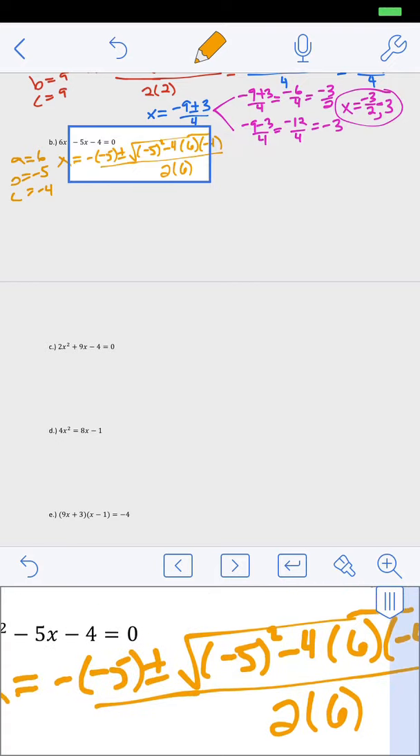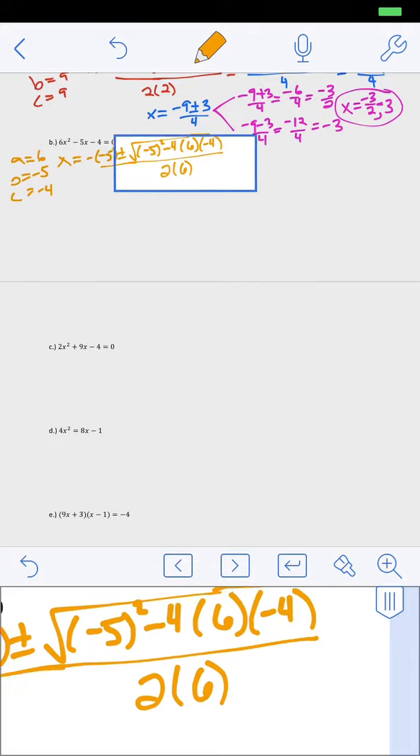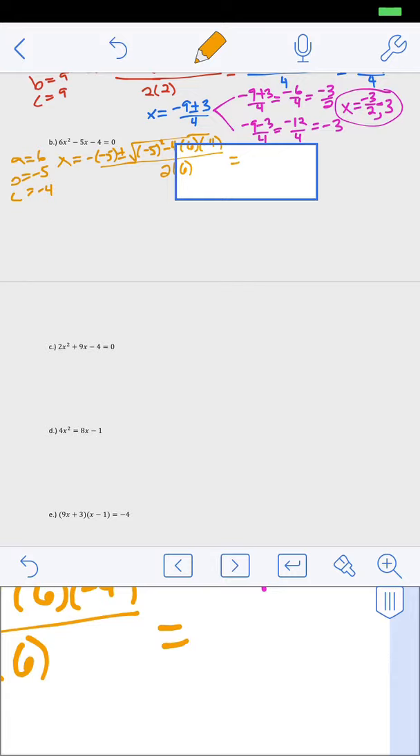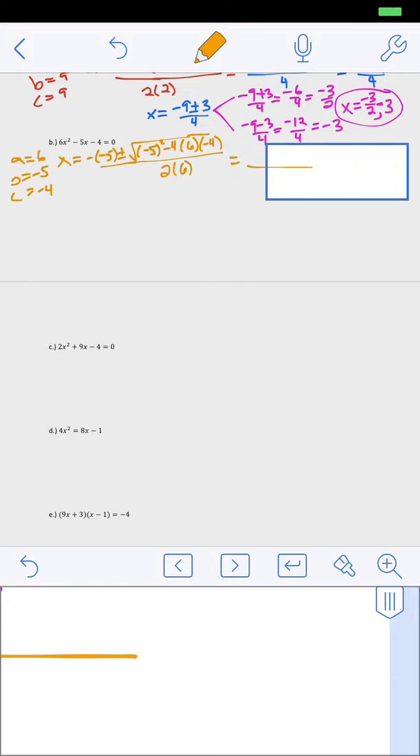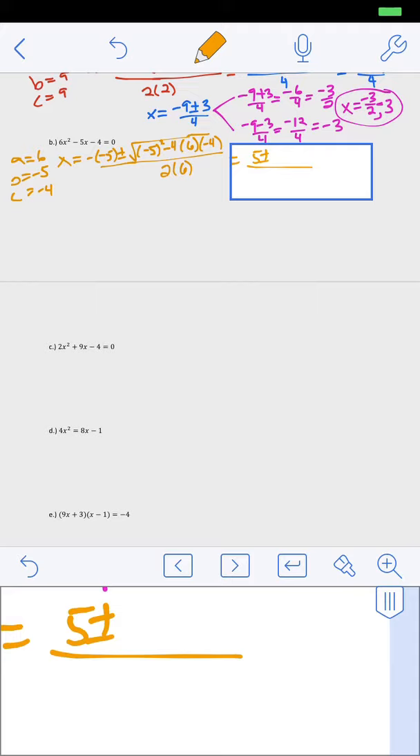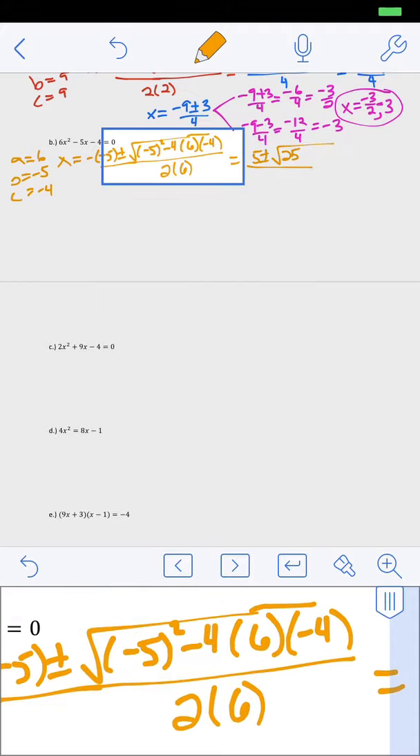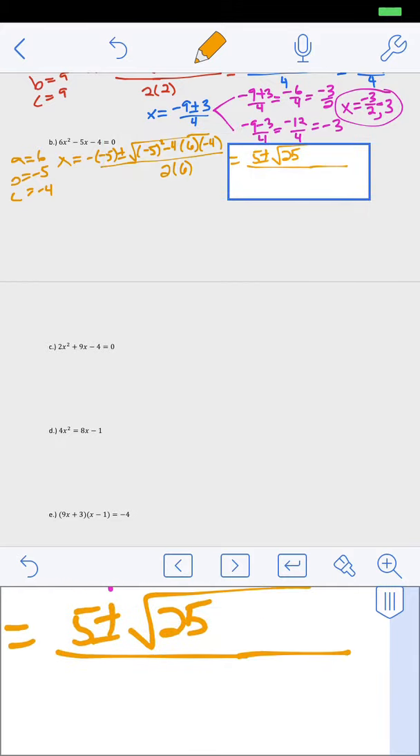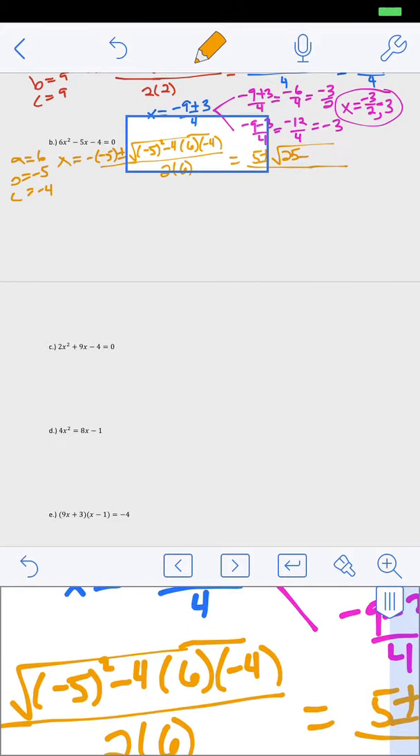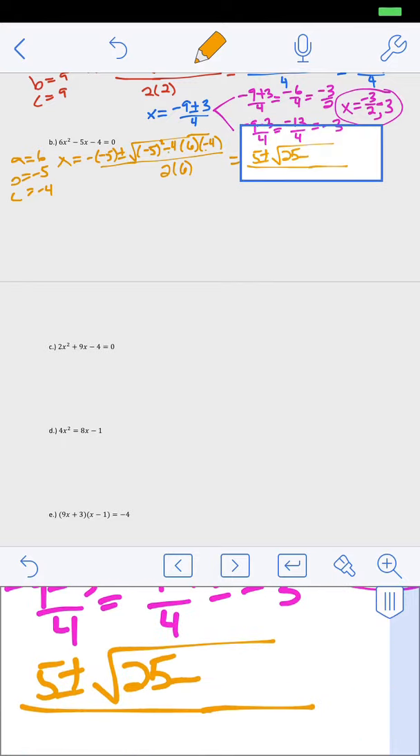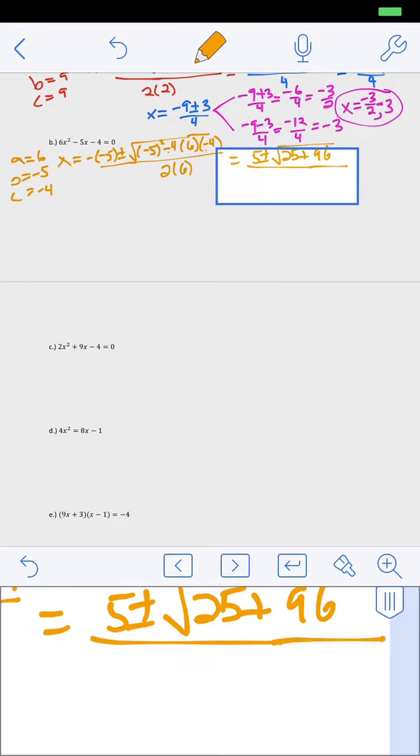So yes, even if the b is negative, you still have to negate it. You have to do it twice, okay? So this is going to bounce back to a positive 5. 5 plus or minus the square root. Negative 5 squared is a positive 25. Minus, let's see, 4 times 6 is 24. 24 times 4 is 96. So a negative times a negative becomes a positive, so plus 96 over 12.